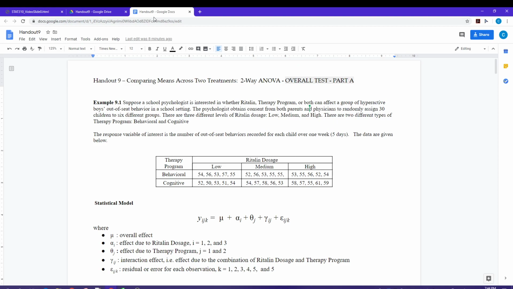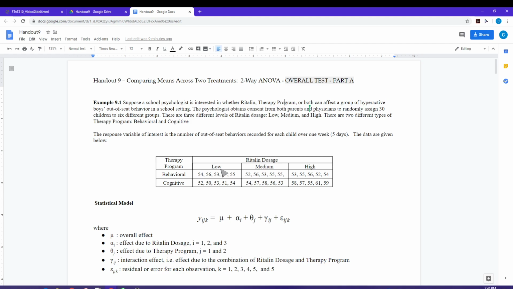What handout 9 includes is a comparison of means across two treatments, which is known as two-way ANOVA. And in Part A here, we are going to be considering just the overall test. The situation here is that we have a school psychologist who's interested in determining whether or not Ritalin and a therapy program will have an effect on out-of-seat behaviors in a school setting.